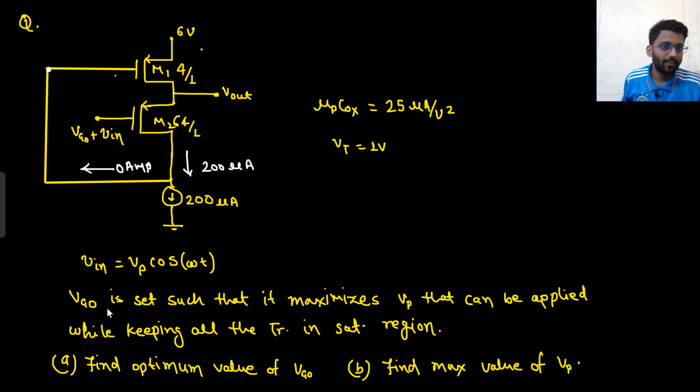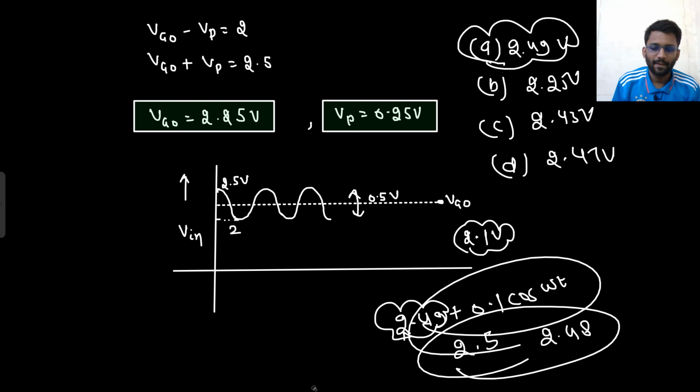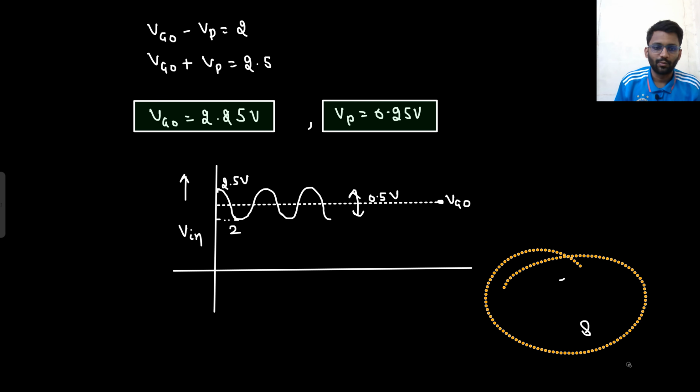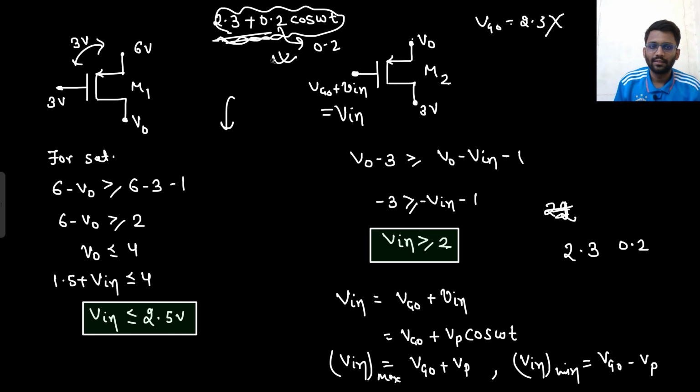So maximum or minimum possible value can differ, right? And what can be the maximum value of Vp? Maximum value of Vp can be 0.49999. And what can be the minimum value of Vp? That can be 0.00001. So the range of Vp is 0 to 0.5, and the range of Vg naught is from 2 to 2.5. So I will write this thing. I am going to remove everything that I wrote needlessly.